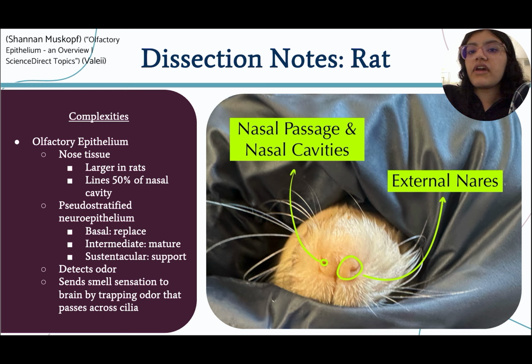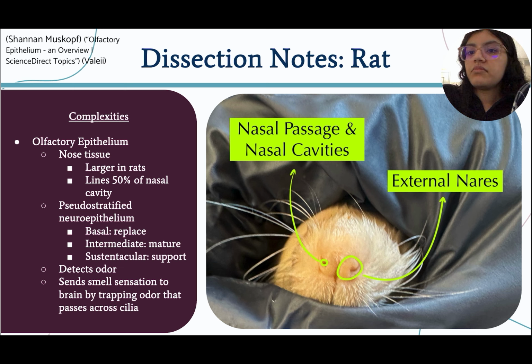Next, we have the olfactory epithelium, which is the smell tissue, which is more common in rats as it lines 50% of their nasal cavity. And olfactory in this name just means relating to the sense of smell. This epithelium tissue is actually pseudostratified neuroepithelium, meaning brain tissue. And there's three cell types, one being basal cells. They're globular and horizontal in shape, and these cells give the rats the lifelong replacement of the olfactory epithelium.